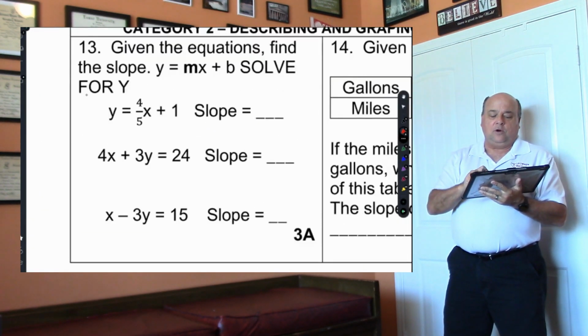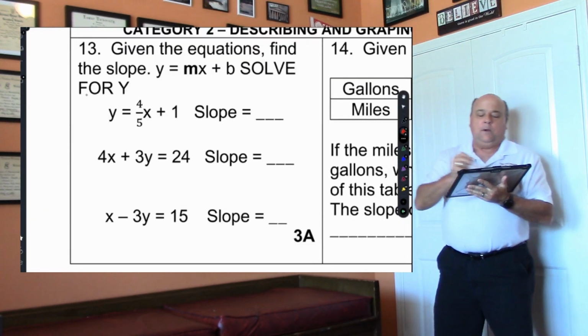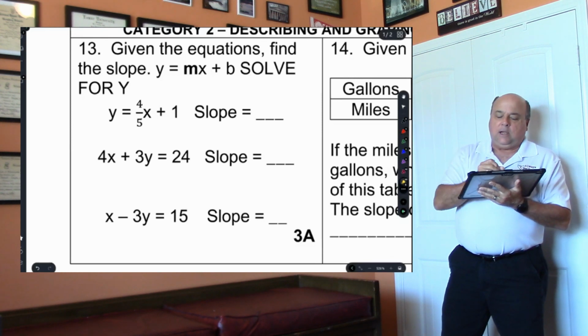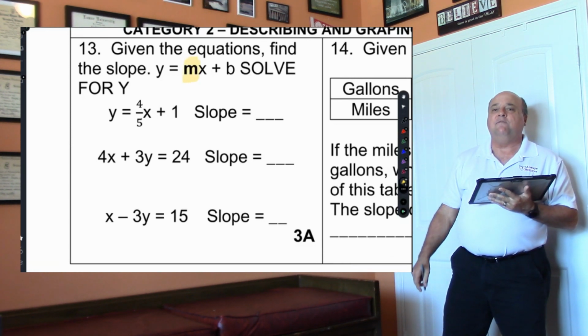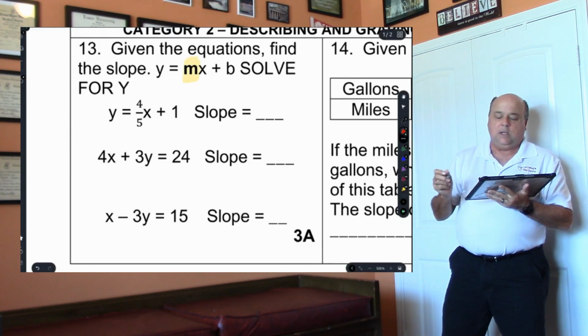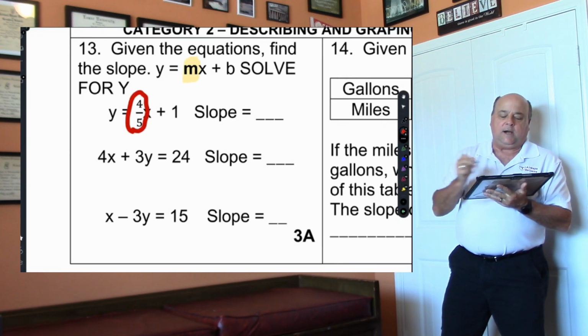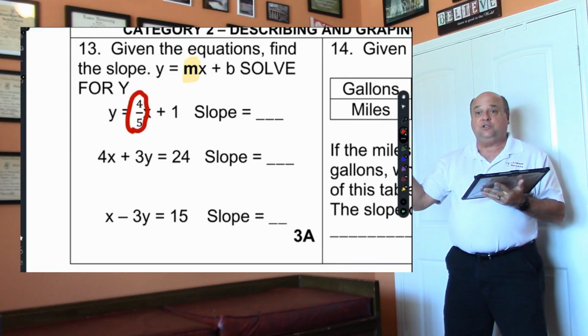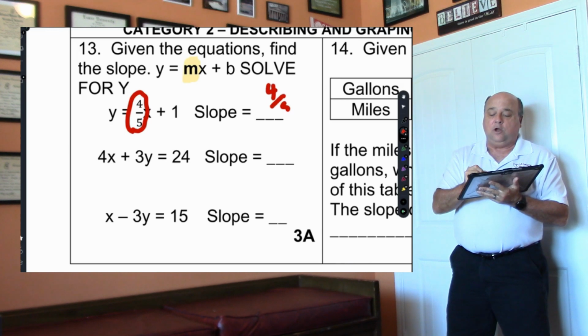Let's go to number 13. Remember, we're going to graph. When we graph, this number in front of x is your slope. So look at this one right here. The 4/5 is your slope. Don't have to worry, no math.